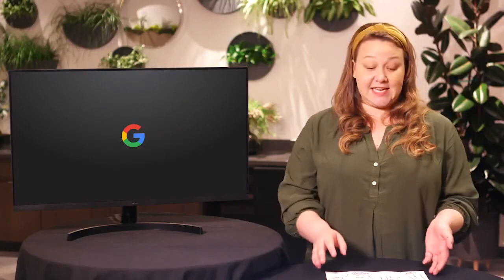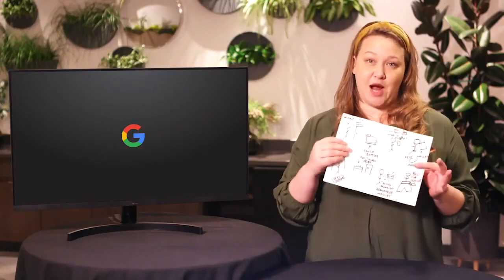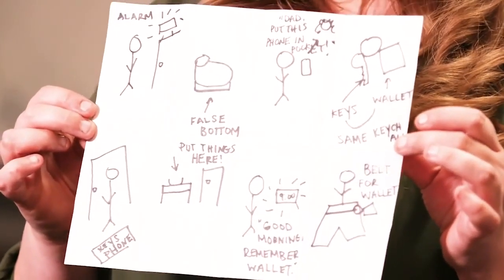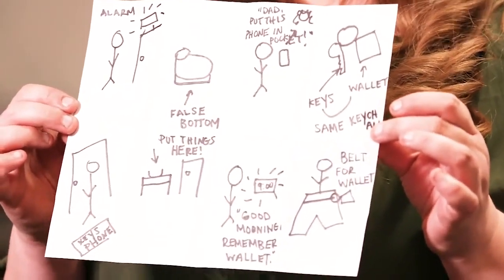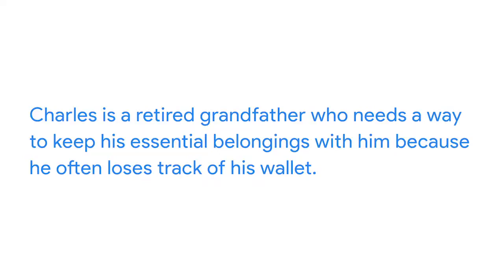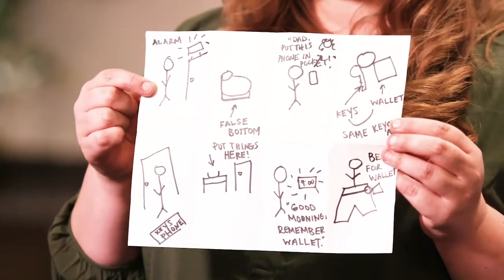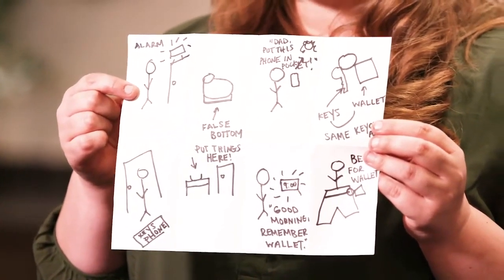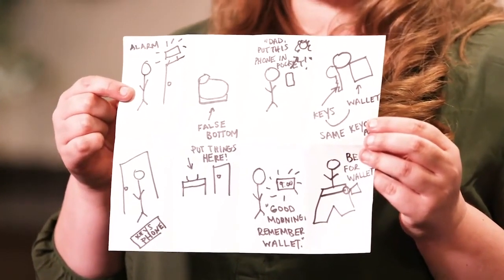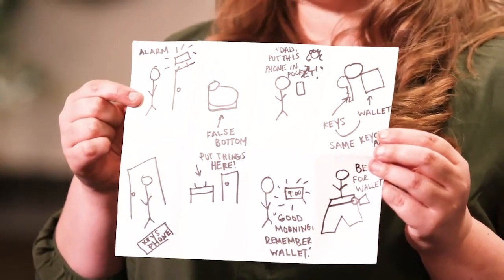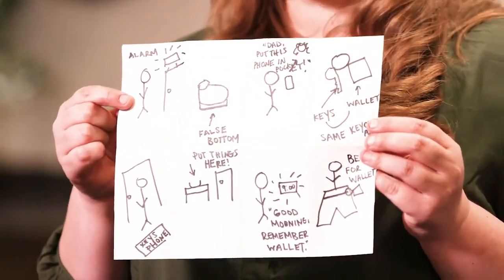Here are some of the ideas I came up with to address our problem statement. Let's walk through 4 of them. As a reminder, our problem statement was, Charles is a retired grandfather who needs a way to keep his essential belongings with him because he often loses track of his wallet. Sketch 1. An alarm that goes off as Charles opens and closes his house's exterior doors to remind him to bring certain belongings, like his wallet, keys, and phone.